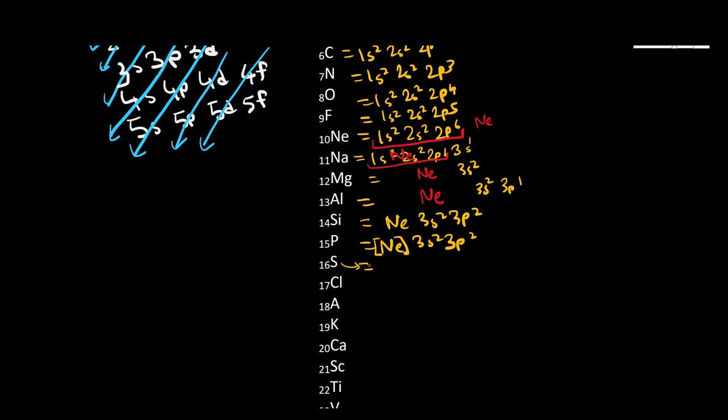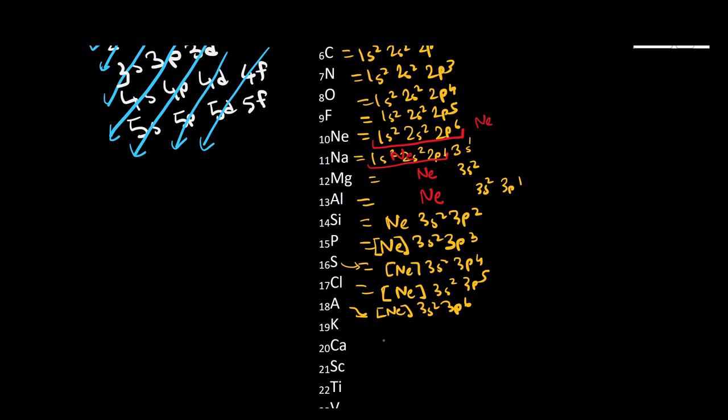So this is 3, yeah, and Ne 3s2, 3p4, Ne 3s2 3p5. So this is Ne 3s2 3p6, because p can have maximum 6 electrons.